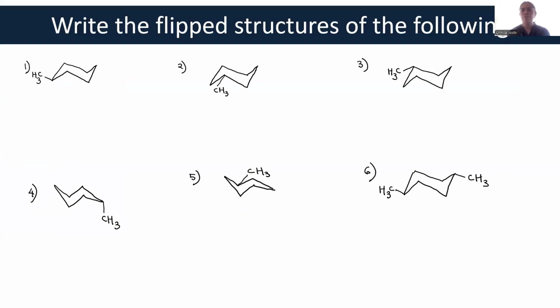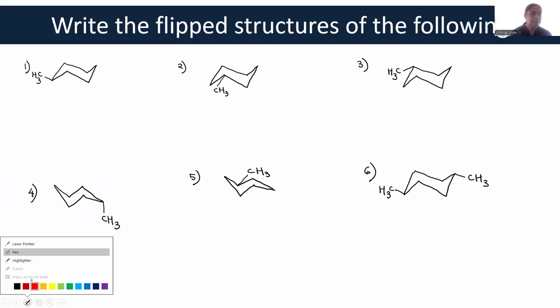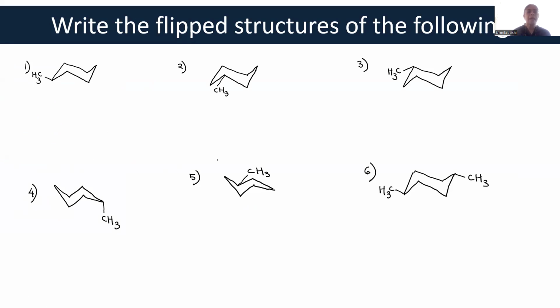Last time we had seen what is flipping. So first, let us exercise the flip structure writing. The question is here, write the flip structures of the following. Now for writing flip structures, please try to understand the procedure. This is a chair conformation. First step is write the flip chair conformation. So the sort of mirror image, but not mirror image of the entire molecule. It is the flip chair.